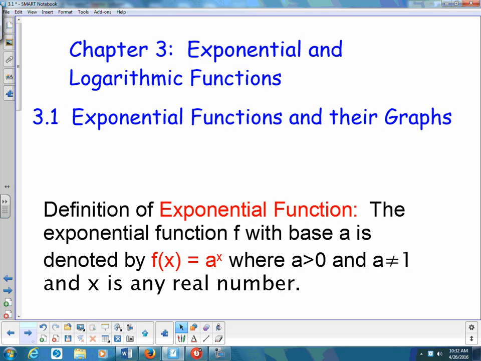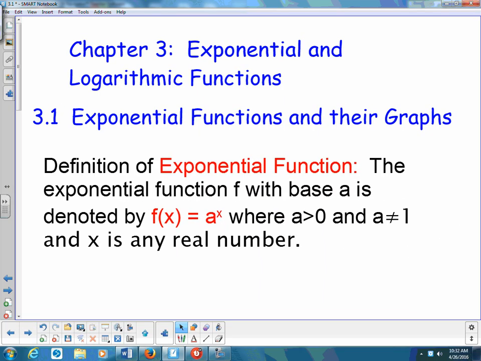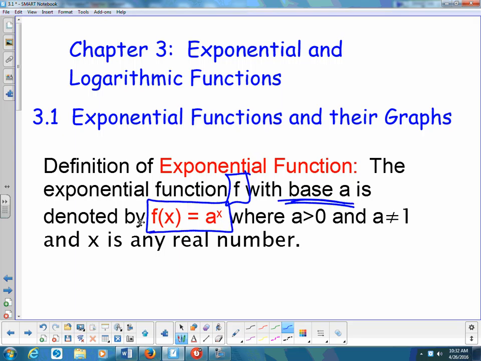Let's take a look at, first of all, our definition of exponential functions. The exponential function f that has base a is denoted by f of x equals a to the x. a has to be greater than 0 and it cannot equal 1. And x can be any real number.